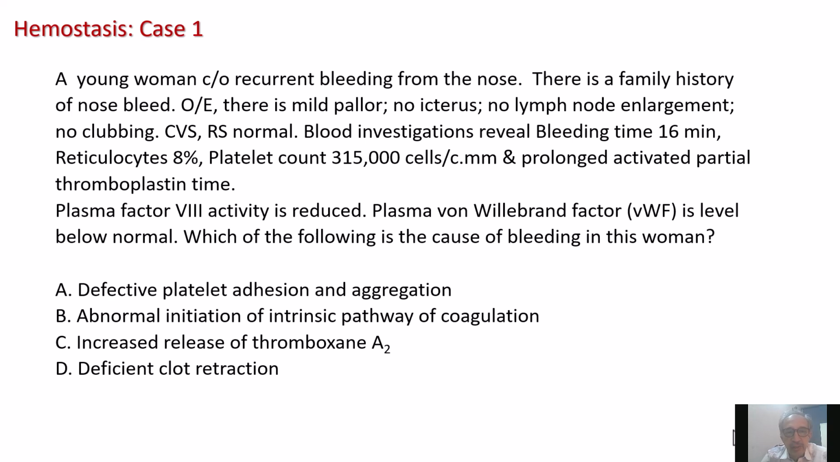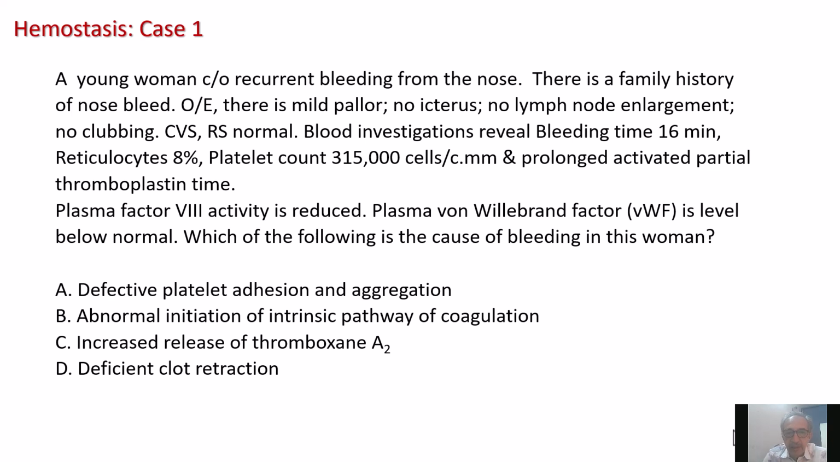Cardiac and respiratory systems are normal. Blood investigation revealed bleeding time 16 minutes, prolonged. Reticulocytes increased 8%. Platelet count 3,15,000. Prolonged activated partial thromboplastin time (APTT). Plasma factor 8 activity is reduced. Plasma von Willebrand factor is below normal. Which of the following is the cause of bleeding in this woman?